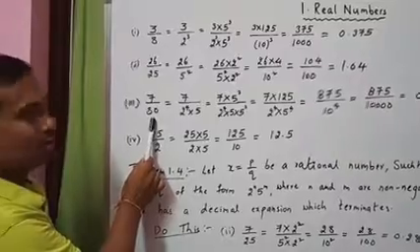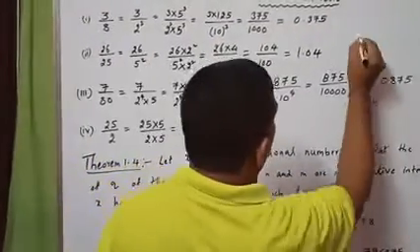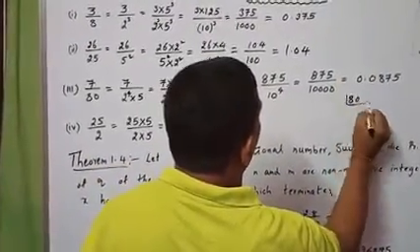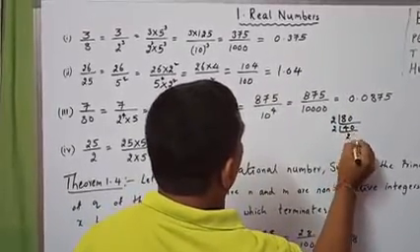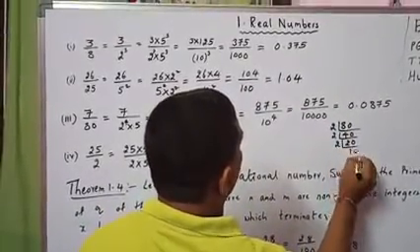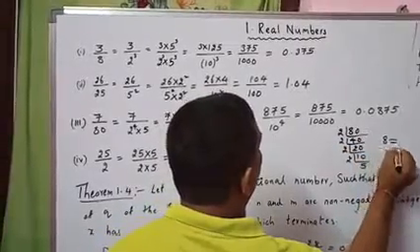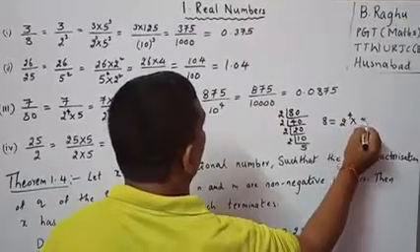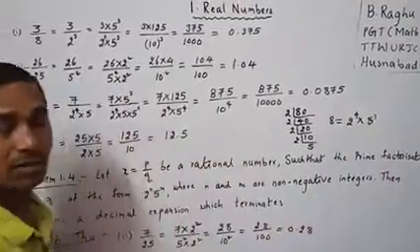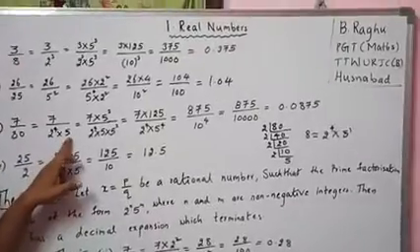Now let us see another problem. 7 by 80. Here 80. If you prime factorize 80: 2 forties are 80, 2 twenties are 40, 2 tens are 20, 2 fives are 10. So how many times is 2 repeated? 1, 2, 3, 4. So 2 power 4, 5 power 1. See here, 2 power 4 into 5.